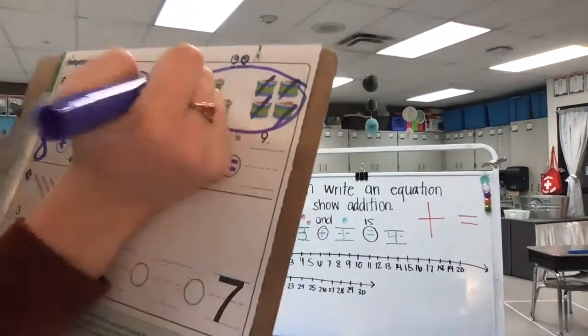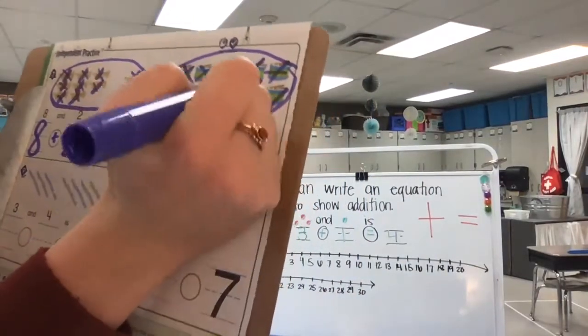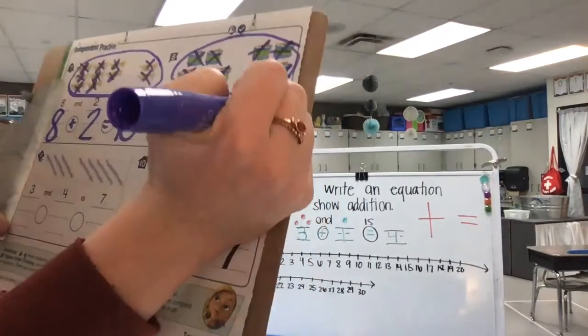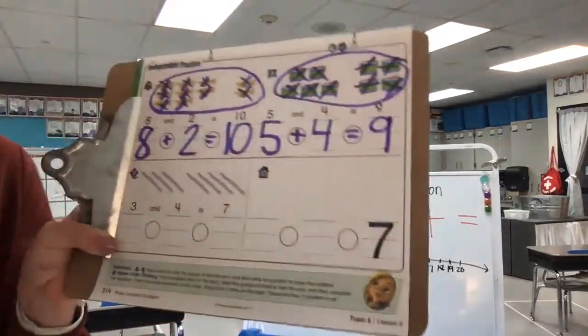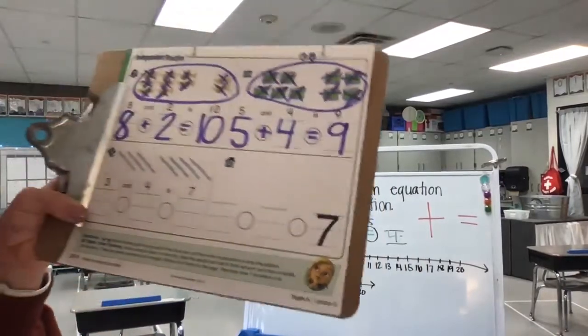So let's count how many we have all together. 1, 2, 3, 4, 5, 6, 7, 8, 9. So 5 add 4 equals 9. Let's read that together. 5 add 4 equals 9.